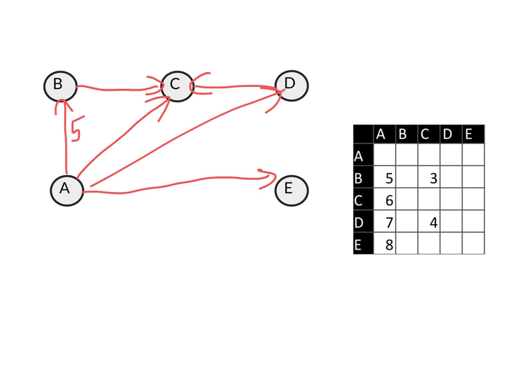C and A have got a 6 between them. A and D have got a 7. And A and E have got an 8. And between B and C, that's a 3. And this is a 4.